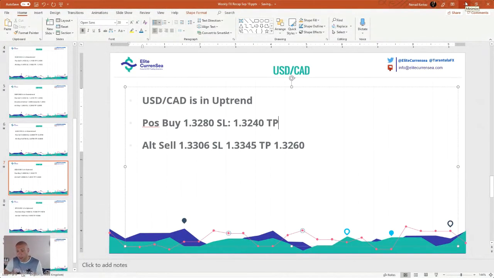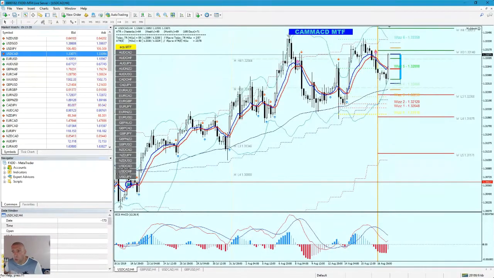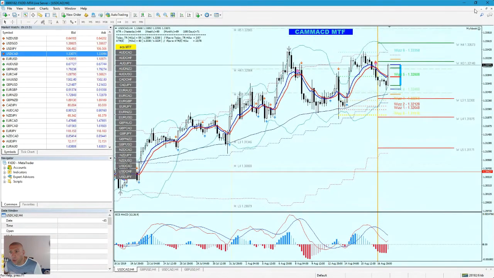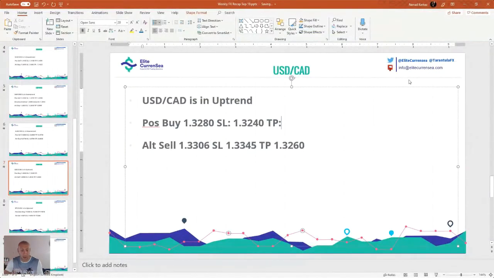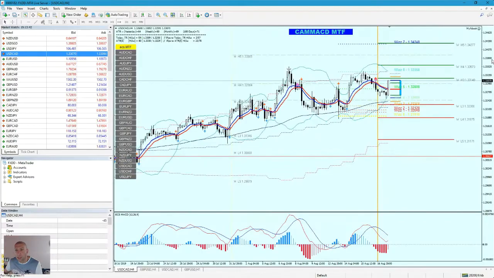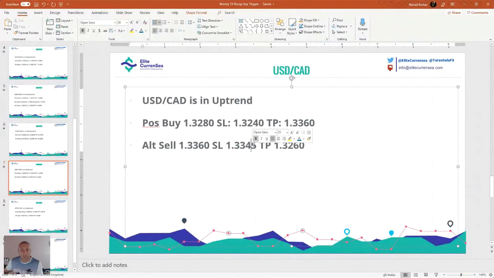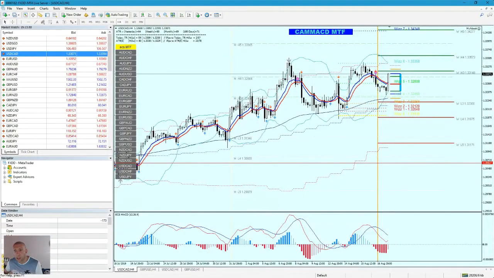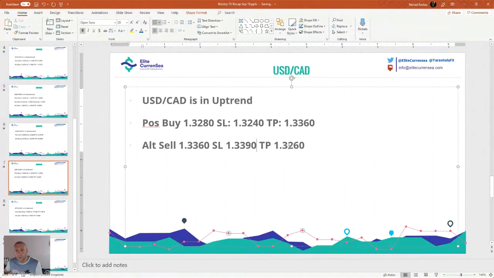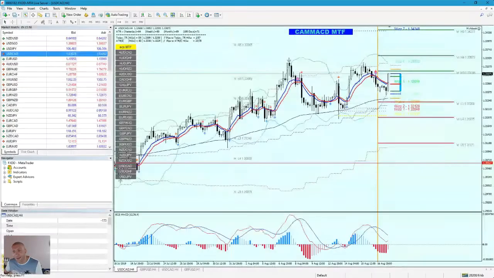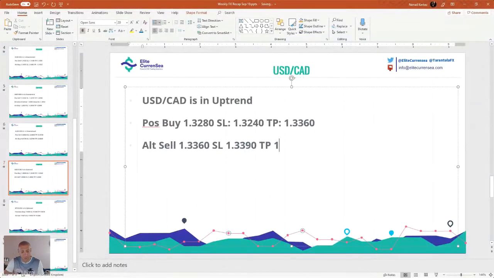And the target is, okay, the target is, I would go with weekly for 33.50, 33.60, okay. And sell is 33.60. Stop loss is 33.90. And the target is 33.35. Yeah, no way, really, no way. 32.80.